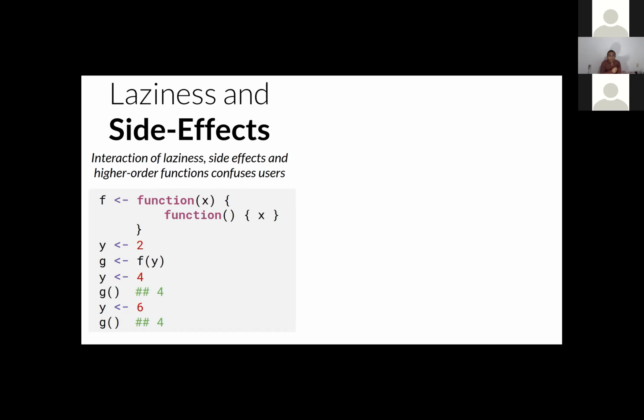Now for the user, this behavior was confusing because they expected the call to g to return 2. And the reason is that g was created at a point when y's value was 2. So they expected that calling g should return 2. What's even more confusing here is that if we further modify the value of y to say 6 and call g again, we again get the value 4. This is because the first time g is called, the promise is forced and its value 4 is cached. So subsequent calls to g will look up the cached value inside the promise, which is always 4. So regardless of what the value of y is in subsequent calls to g, it will always return 4.